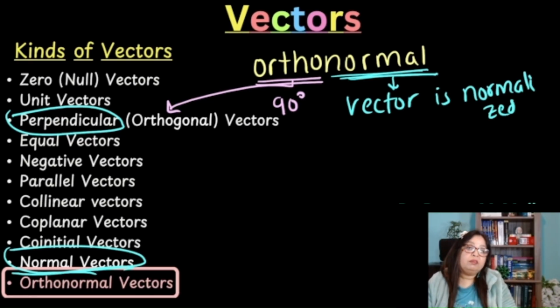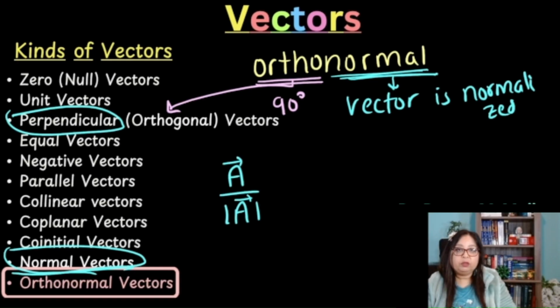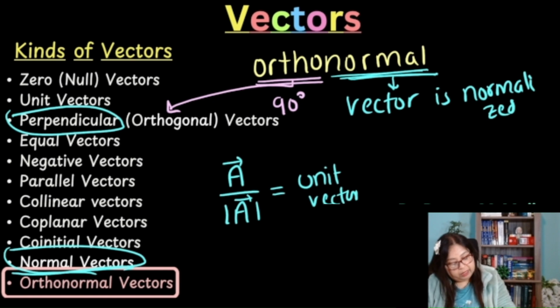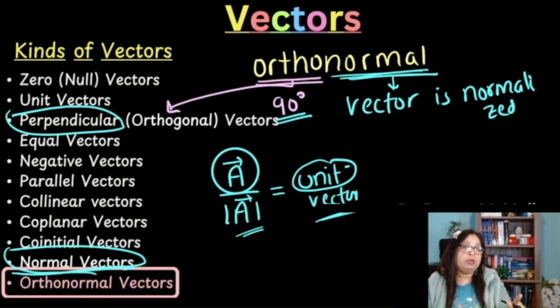And what does it mean to normalize a vector? You divide a vector by its own magnitude, okay? So let's say you have vector A. You divide it by its own magnitude. This is how you represent magnitude. What you get is a unit vector that's going to be in the direction of this vector A. So all such vectors that are perpendicular to each other and have unit magnitude are called orthonormal vectors. So i hat, j hat, and k hat, those three vectors are orthonormal.